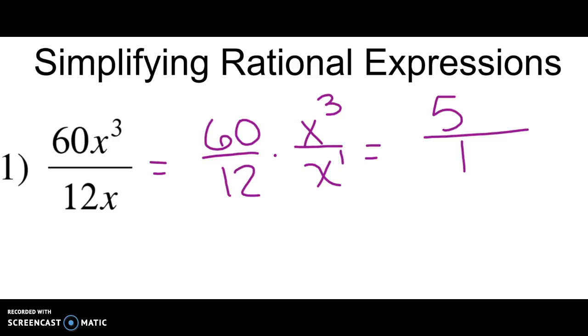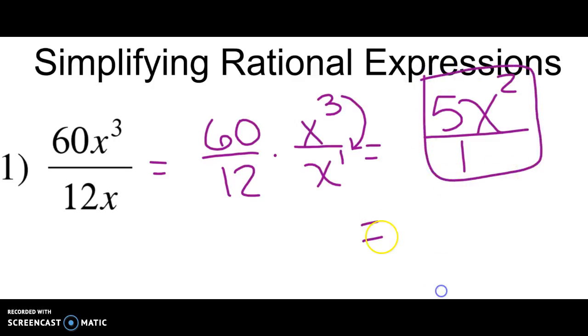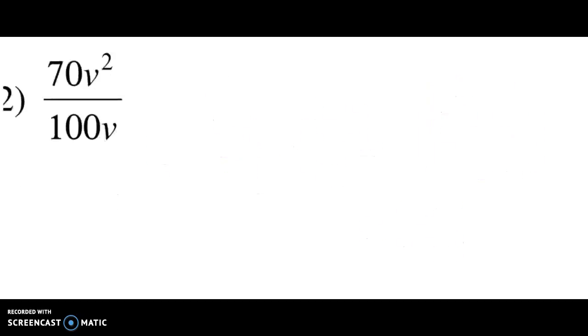Remember, when you're dividing bases, you subtract the exponents. So now we know we're going to have an x squared. Where does that go? Well, it's going to go wherever you had more to start with. So you've got an x squared in your numerator, and that's all you do. Your answer is 5x squared over 1, or you could just call it 5x squared. Okay, let's go on to number 2.